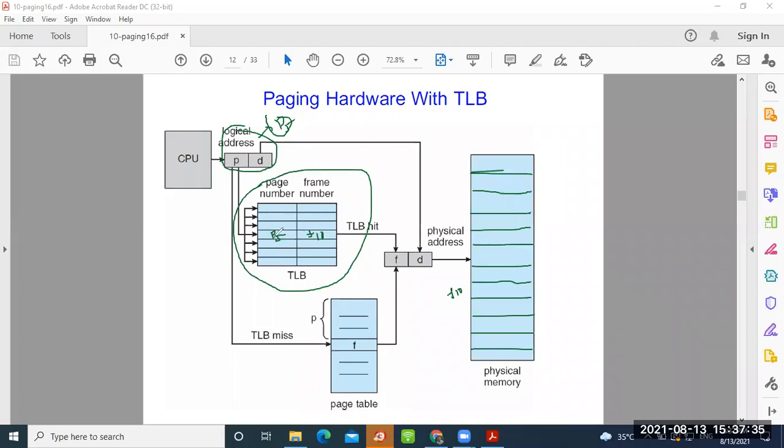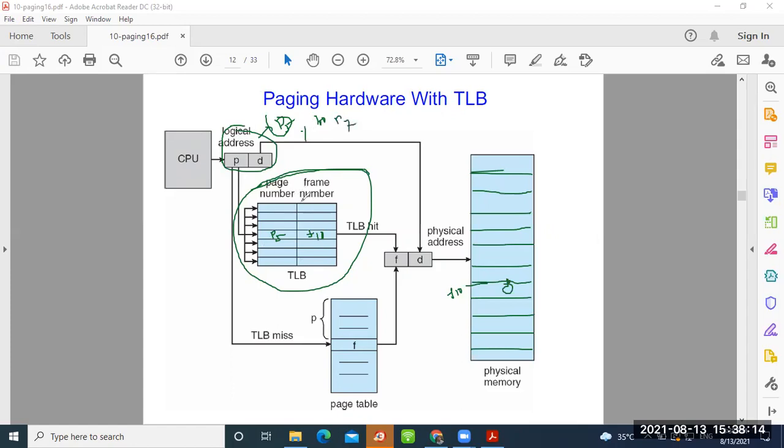If there is a TLB hit, this page is converted into the frame number, and the offset address is copied. Suppose the offset address is 100. Now I'm looking in frame number 10 for the offset address 100. If the data is available in the TLB, translation lookaside buffer, then it can be accessed directly from the TLB.